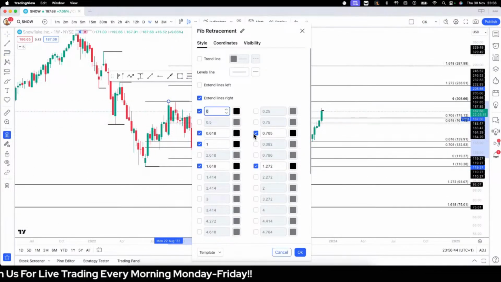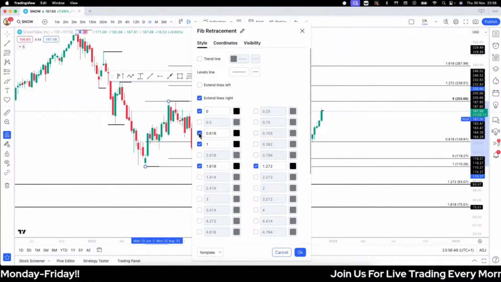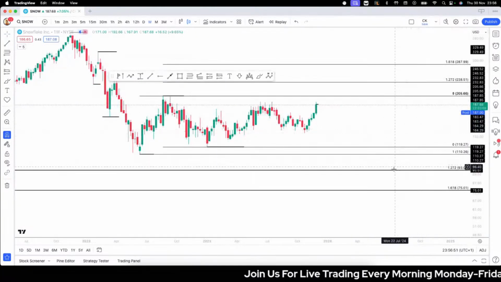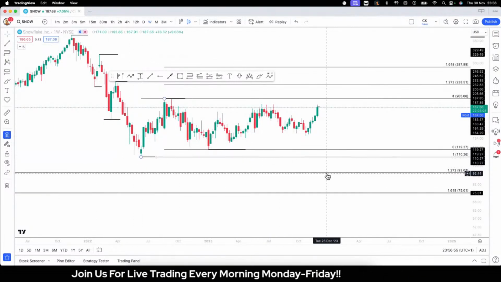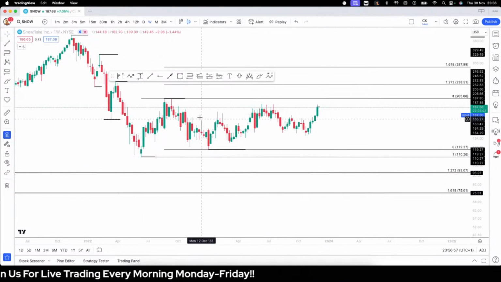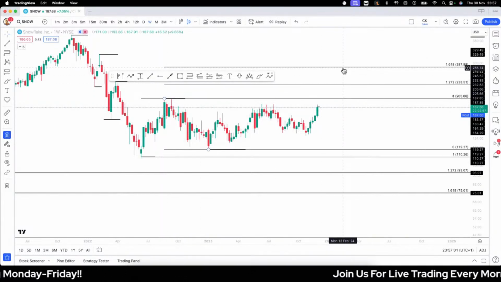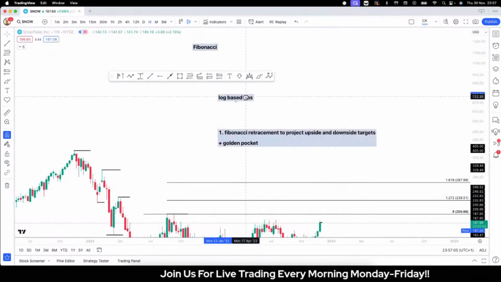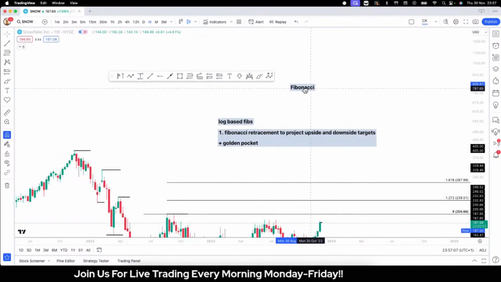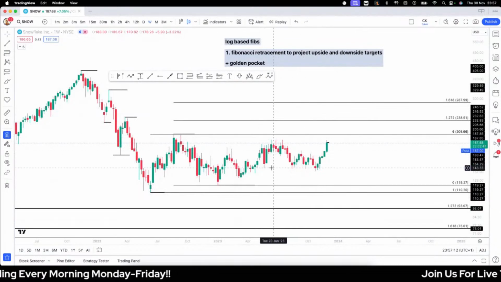And if I want to just, for example, get out the 618 and the 705 on both of these fibs, I can do that. And you literally have the scenario that, well, if this low breaks, we know to look exactly here and exactly here. If that high breaks and flips into support, we know that we need to look exactly here and exactly there. So that is the first use case, Fibonacci retracement to project upside and downside targets with the golden pocket, which is, again, that 618705 level.